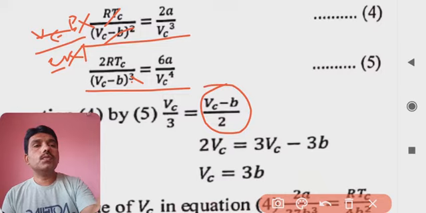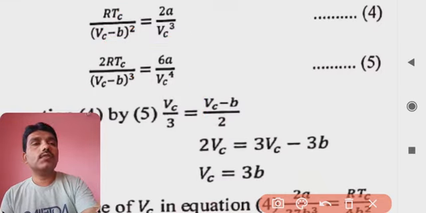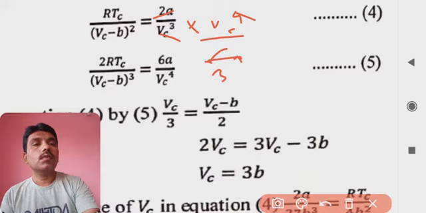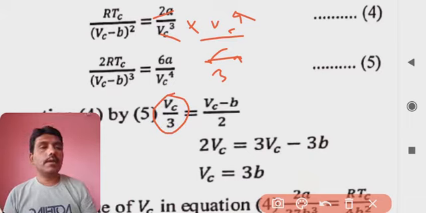Now what happens in this case, as far as the right hand side of equation 4 is concerned, 2a by Vc cube, 4 by 5 to be done. Then what happens? Vc raised to 4 divided by 6a will be there. Then 6a goes, 3 remains, and Vc raised to 3 and Vc raised to 4, one Vc remains above. Then what remains is Vc divided by 3. So Vc divided by 3 is equal to (Vc minus b) by 2.